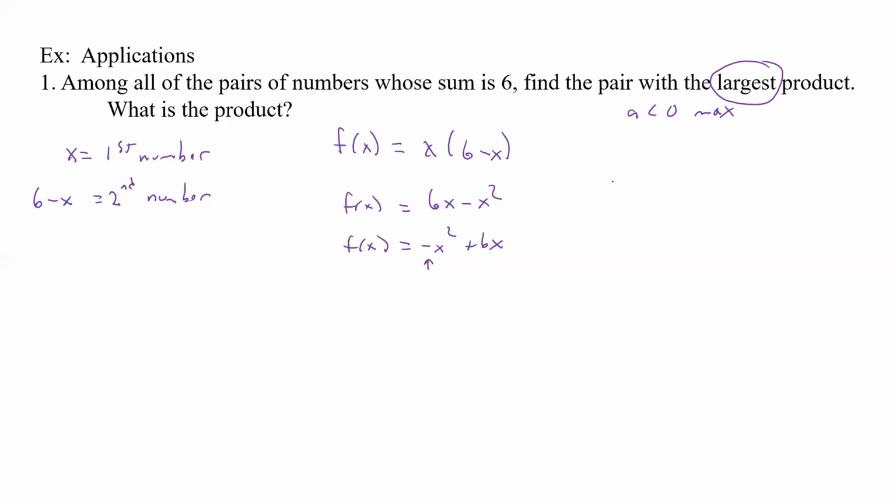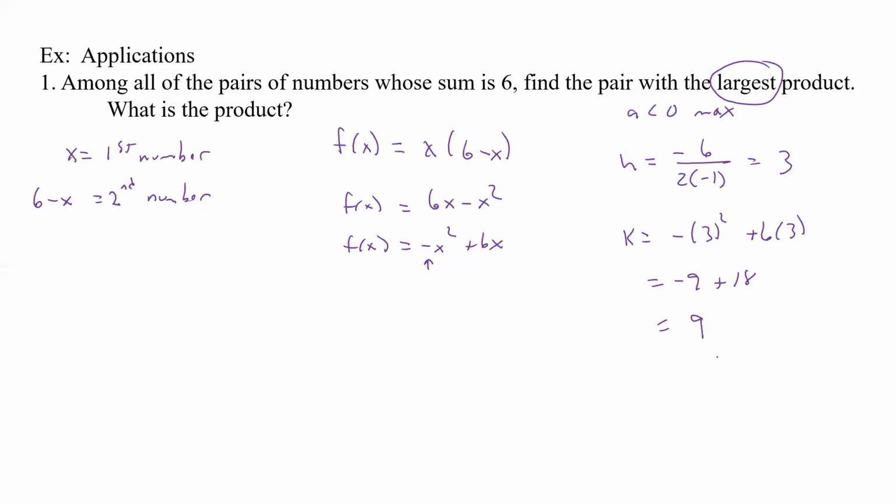Now what we have to do is find our h and our k. So h is going to be negative b over 2a. Well, b is 6 over 2 times a, which is negative 1. So basically, negative divided by negative is positive. 6 divided by 2 is 3. Okay, that's good. Now what is k? All right, well, k, we plug in 3 here, so it's going to be negative 3 squared plus 6 times 3. So it's going to be negative 9 plus 18, and so that's going to be 9, okay? So what does that tell me?